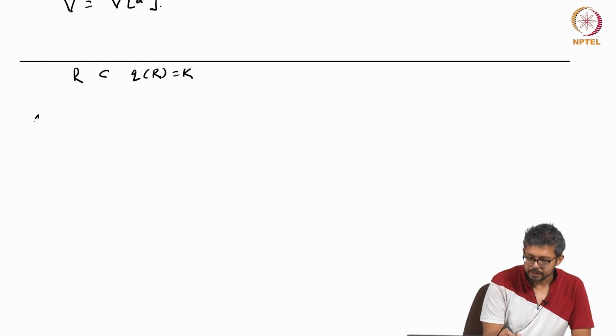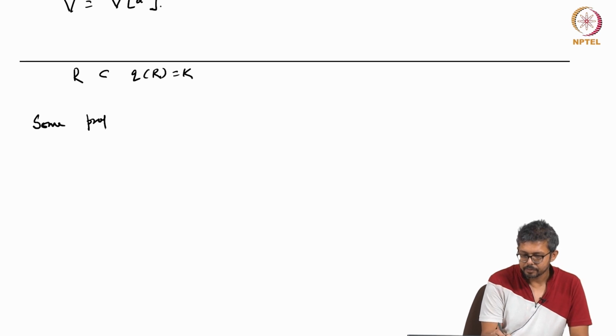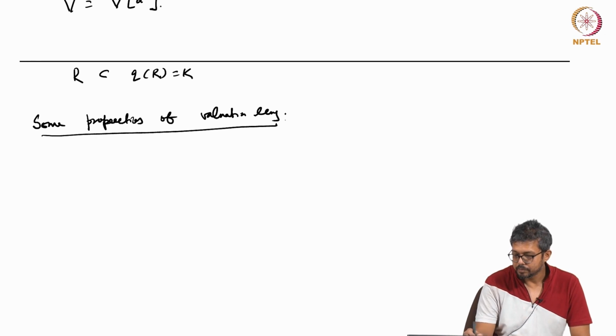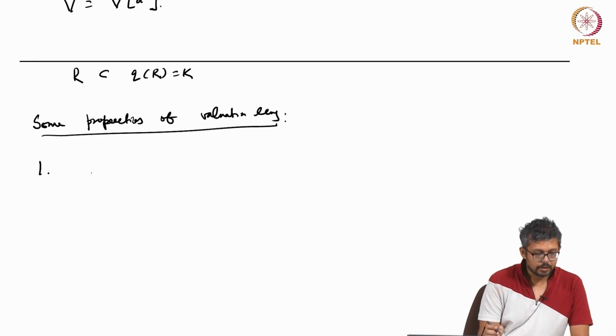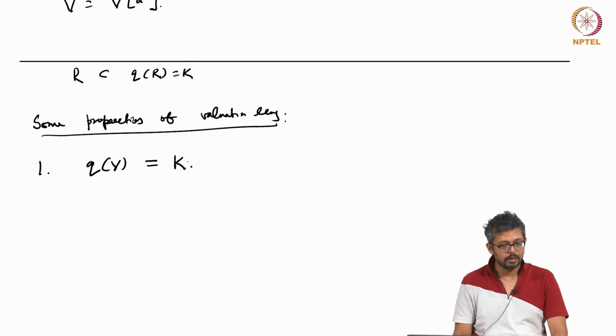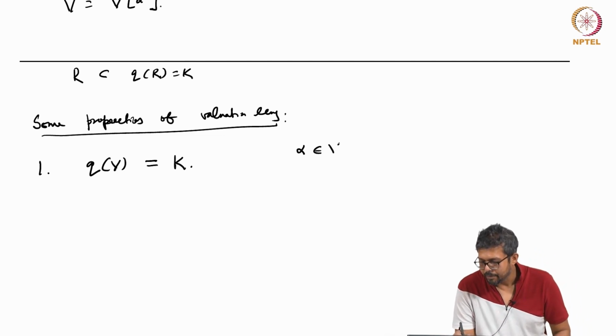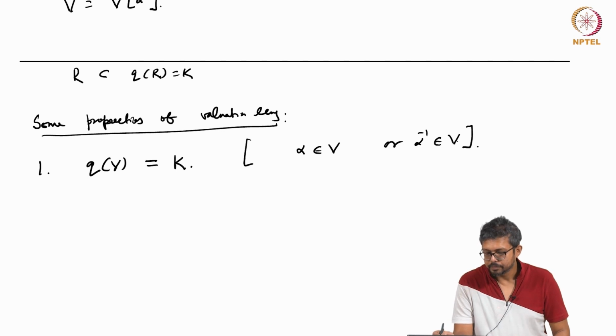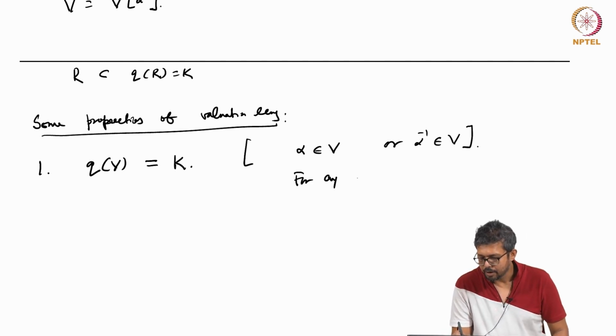So, now some properties of a valuation ring. First of all, V is a domain, because V is a subring of K. So, the quotient field of V, sorry, not function field, the quotient field of V is equal to K. This is very easy, because of this property that alpha belongs to V or alpha inverse belongs to V, for any alpha belonging to K minus 0, say.